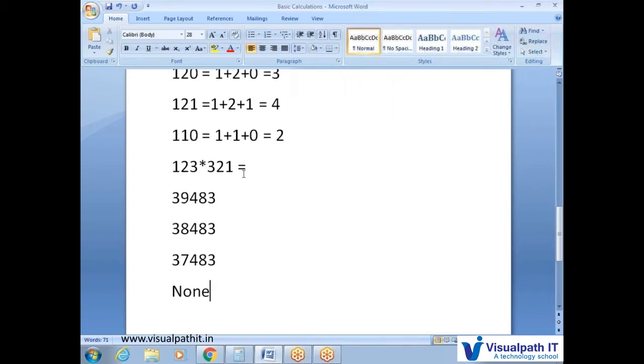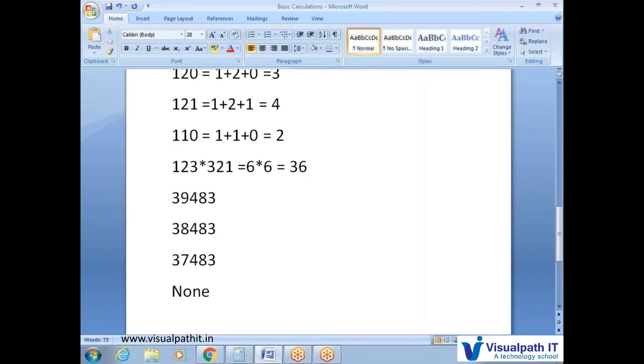So using the digital root method, first we'll convert to a single digit. This is a 3-digit number. Converting into a single digit means adding these three numbers. So 1 plus 2 plus 3, what is the answer? 6. Then 3 2 1, 3 plus 2 plus 1, what is the answer? Again 6. So 6 into 6 equals 36.